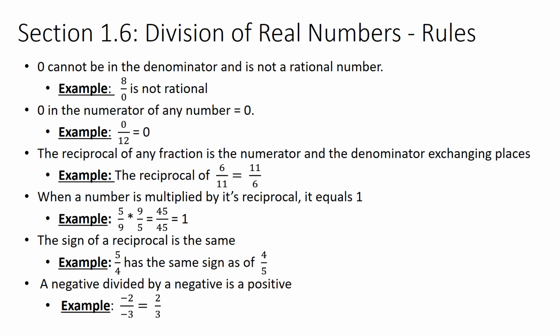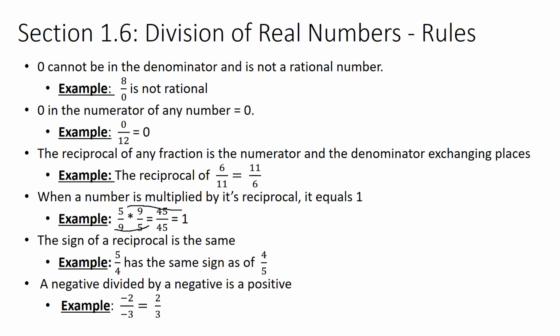When a number is multiplied by its reciprocal, it equals 1. 5/9, the reciprocal of that is 9/5. 5 times 9 is 45 here. And then 9 times 5, the denominator is 45. 45 over 45 is 1. Any number over itself, even any letter over itself, is 1. The sign always remains the same. If I have 4/5 for a fraction, then the reciprocal is 5/4.